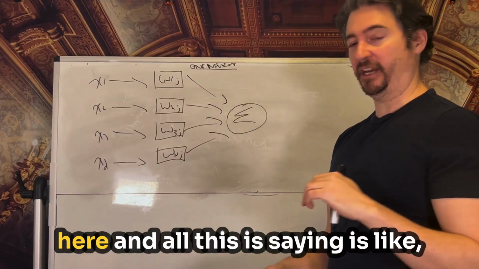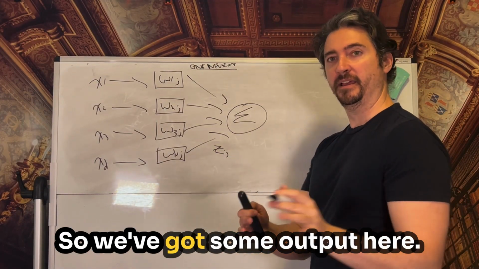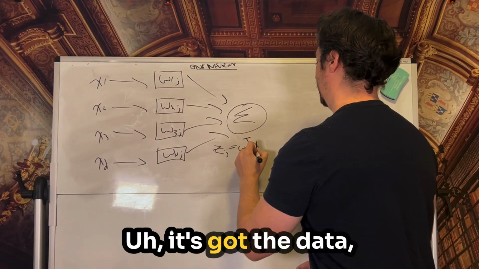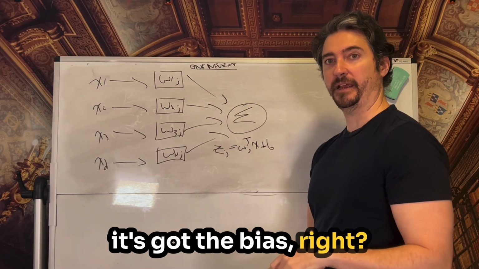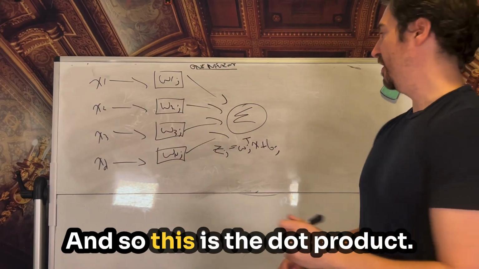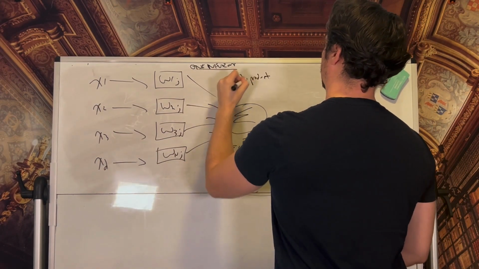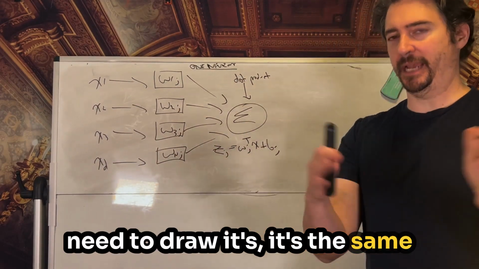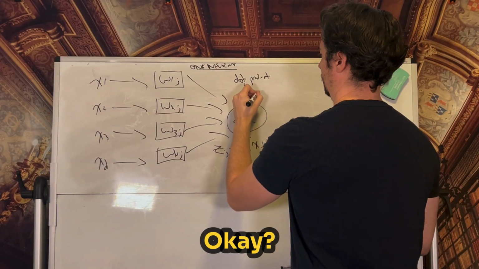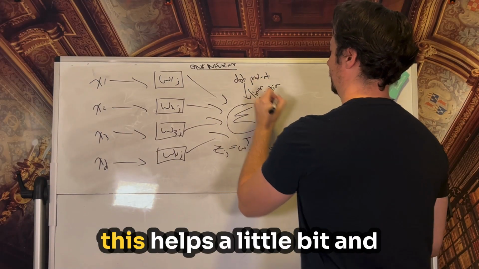But you put a big thing here, and all this is saying is this is what we already know. So we've got some output here. The weight vector comes together. It's got the data. It's got the bias, right? And this is belonging to a neuron. And so this is the dot product. I don't know if I even really need to draw. It's the same stuff we basically already covered. You can think of this as a linear projection right here. But if you're more visual, then maybe that math was throwing you off, and maybe this helps a little bit.